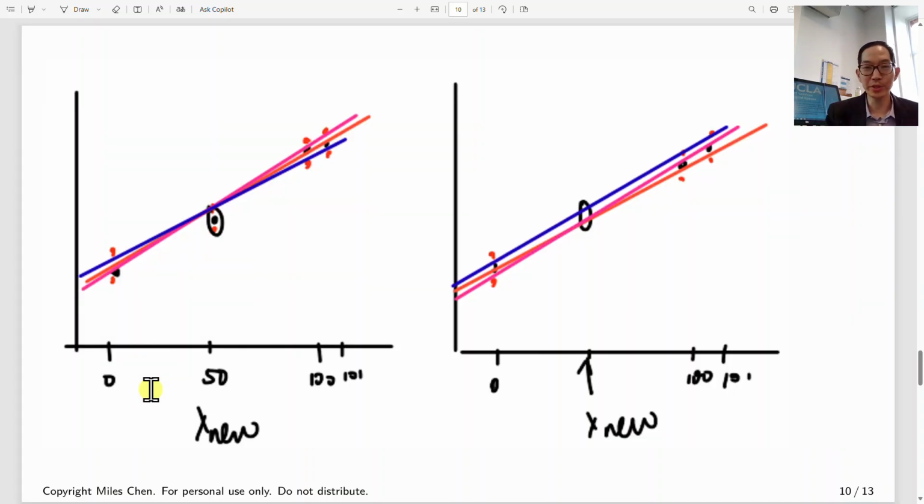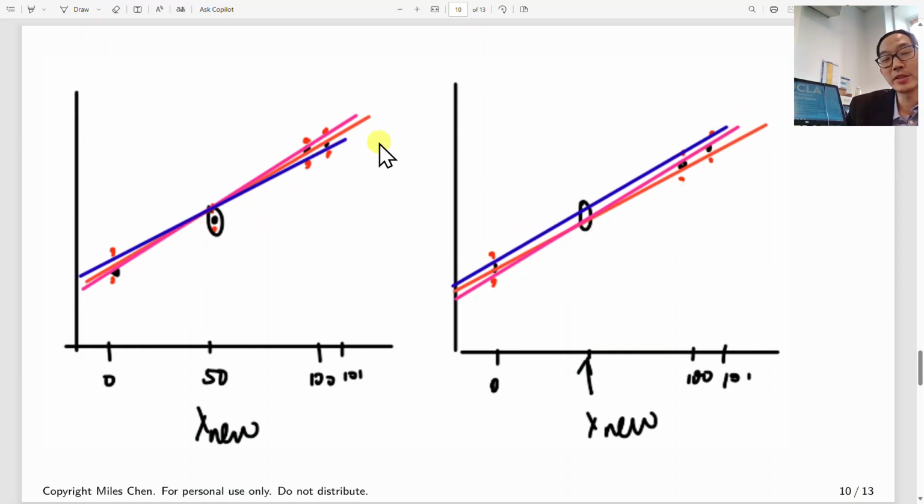Do I have a picture here? Okay, yeah, so here I've got an observation at 0, an observation at 100, observation at 101, okay? Here I have an observation at 0, 100, and 101, and I'm trying to make a prediction at 50. Oh, I'm sorry. In this data set, I do have observations at 50, okay? And this is what my fitted lines will look like. Here, I don't have an observation at 50, okay? But these are what my fitted lines will look like.